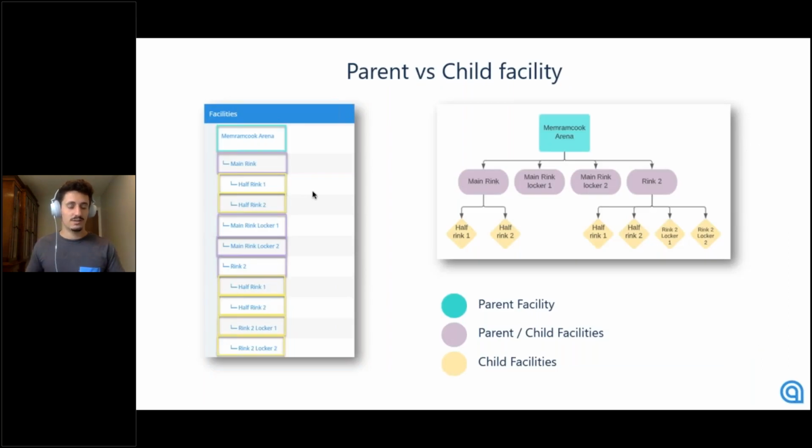Another way to look at it is this is how it will appear within Amilia. As you can see, the parent facilities are in green, the purple ones are parent and child facilities, and the yellow ones are child facilities. So this is how it looks in Amilia.